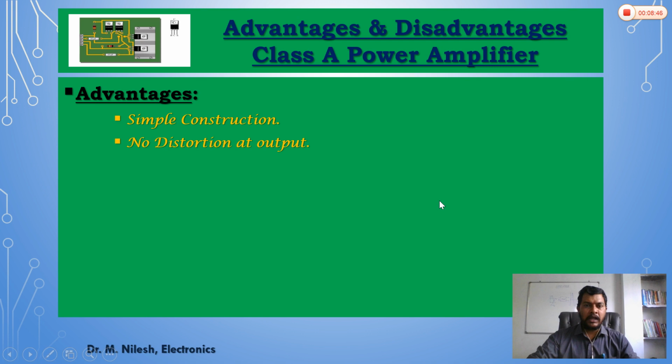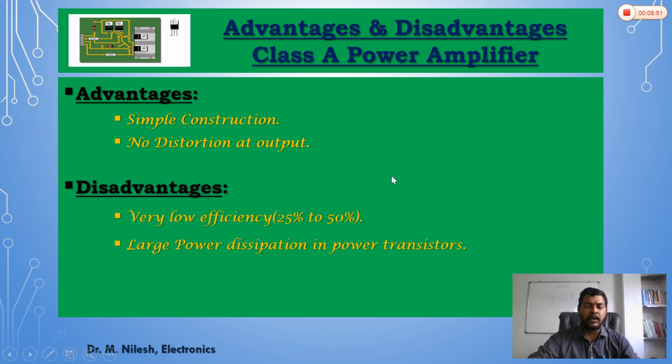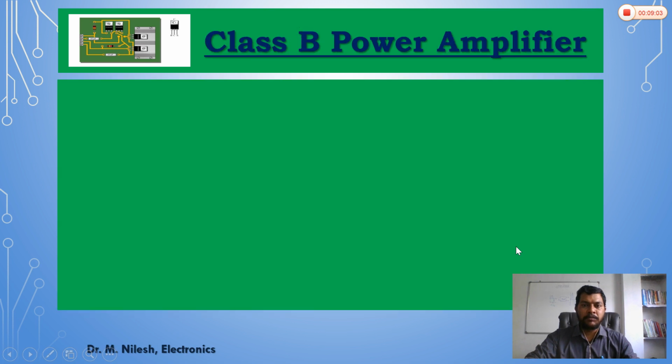The advantages of the Class A power amplifier are simple construction and no distortion at the output. The disadvantages, as we have discussed earlier, are very low efficiency, that is around 25% to 50% only, and large power dissipation in the power transistors. So this was all about the Class A power amplifiers.